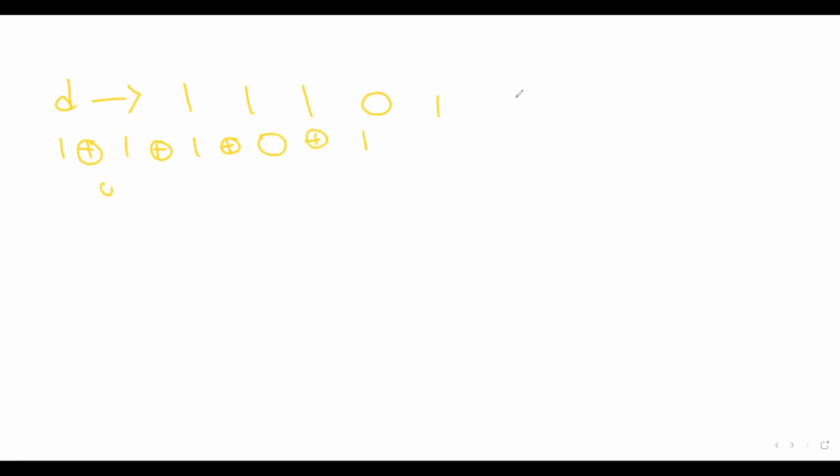So 1 XOR 1 is 0. 0 XOR 1 will be 1. 1 XOR 0 will be 1. 1 XOR 1 is 0. So yes, this is valid. So let's solve it through the long process and see whether we get the same solution or not. The question is 1 1 1 0 1.